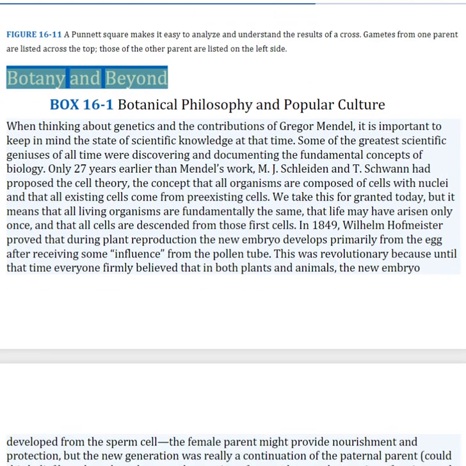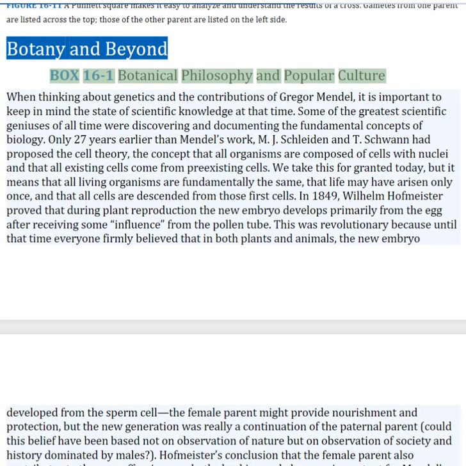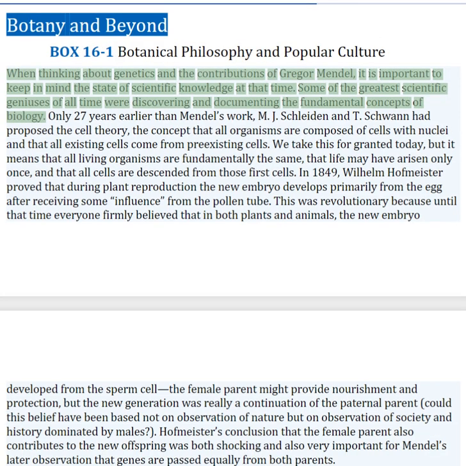Botany and Beyond. Box 16:1 Botanical Philosophy and Popular Culture. When thinking about genetics and the contributions of Gregor Mendel, it is important to keep in mind the state of scientific knowledge at that time. Some of the greatest scientific geniuses of all time were discovering and documenting the fundamental concepts of biology.